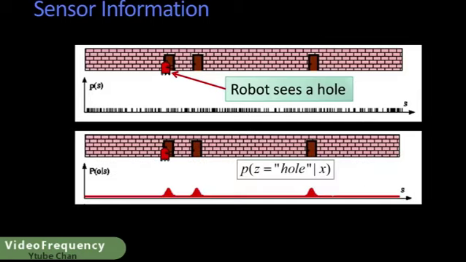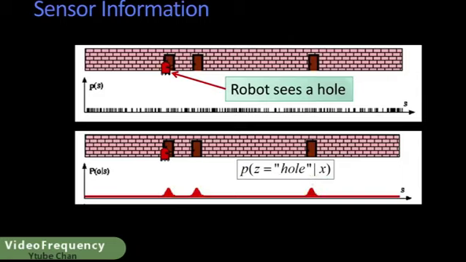So after the robot sees the hole, what it has to evaluate is, what is the likelihood that I would have seen a hole if I was at this location? So these values here, these are not the probability that I'm at that location given that I saw a hole. It's the probability that I would see a hole given that I was at that location.